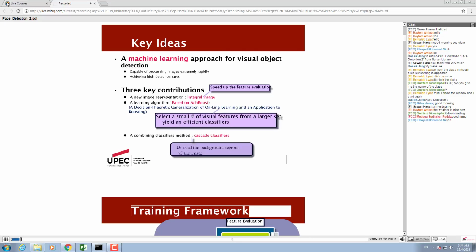Okay. So actually, in this algorithm, I think we have briefly mentioned last week, the main key idea is like this. First of all, this algorithm is using a machine learning approach. So this is a kind of machine learning algorithm to detect any object. Not any, but mostly faces, but it also can be used for other objects.